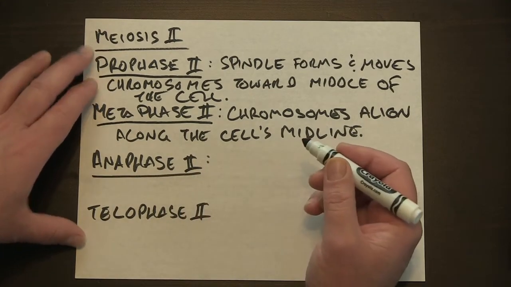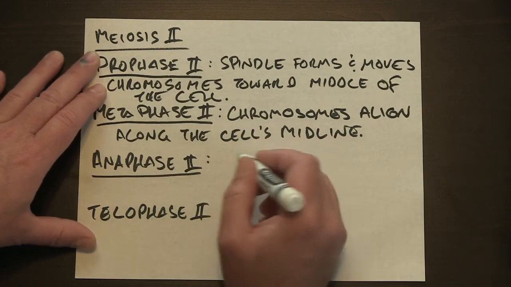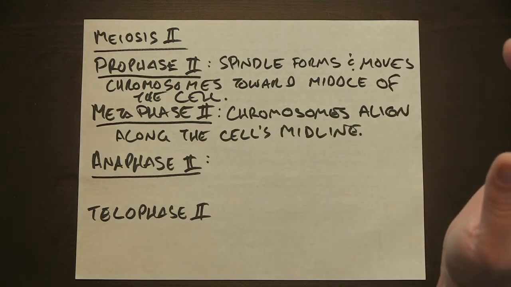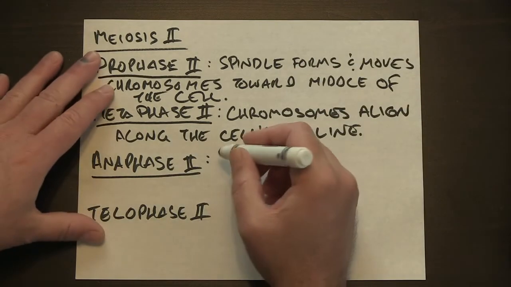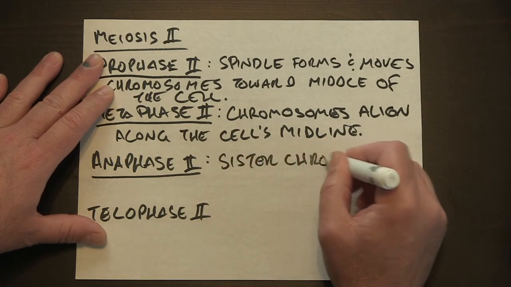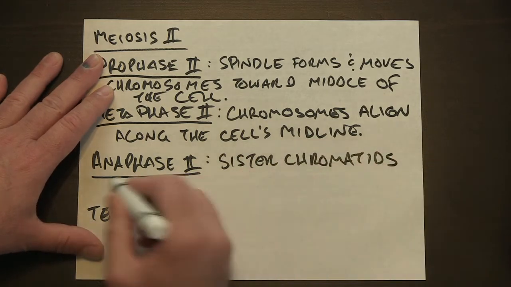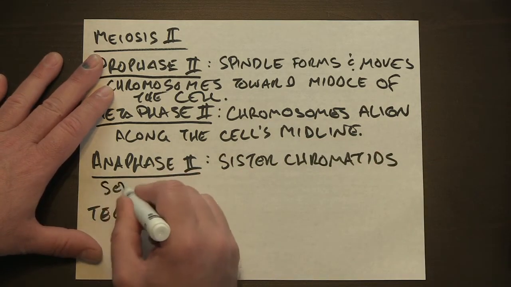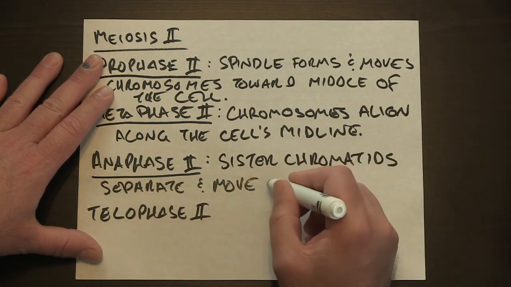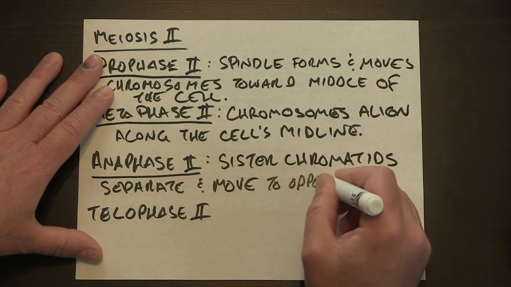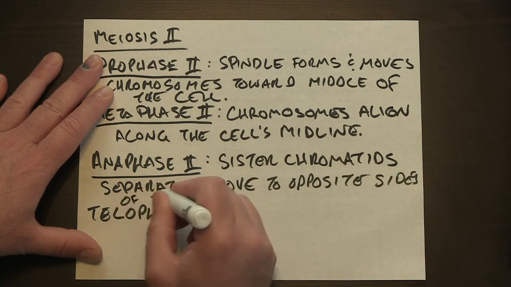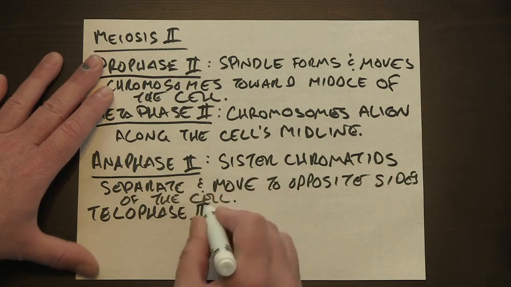Now, this is another kind of different and important step. So now the homologous chromosomes have been moved into separate cells. So now we're just left with the sister chromatids, right? So the sister chromatids now separate, and they move to opposite sides of the cell.